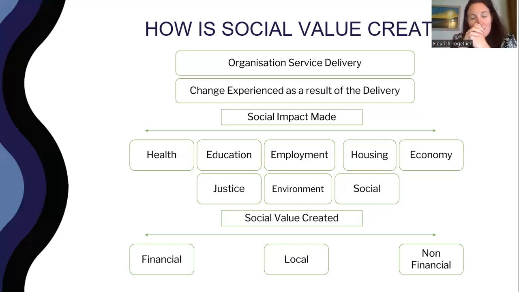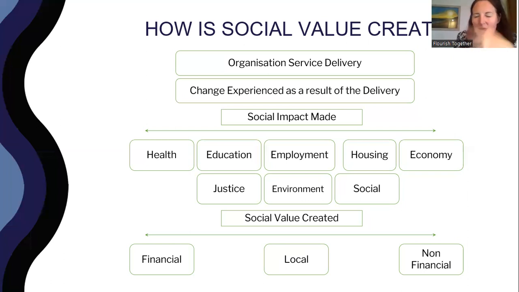And you'll have a think about your own context and you'll tick some of those boxes and not others, and you might think of others. But then you can consider what kind of social value is being created. There'll be financial social value that relates to cost savings to the public purse. There's local value that's being created. And then there's other non-financial value. So when we talk about social value, we're thinking about the spectrum of value.